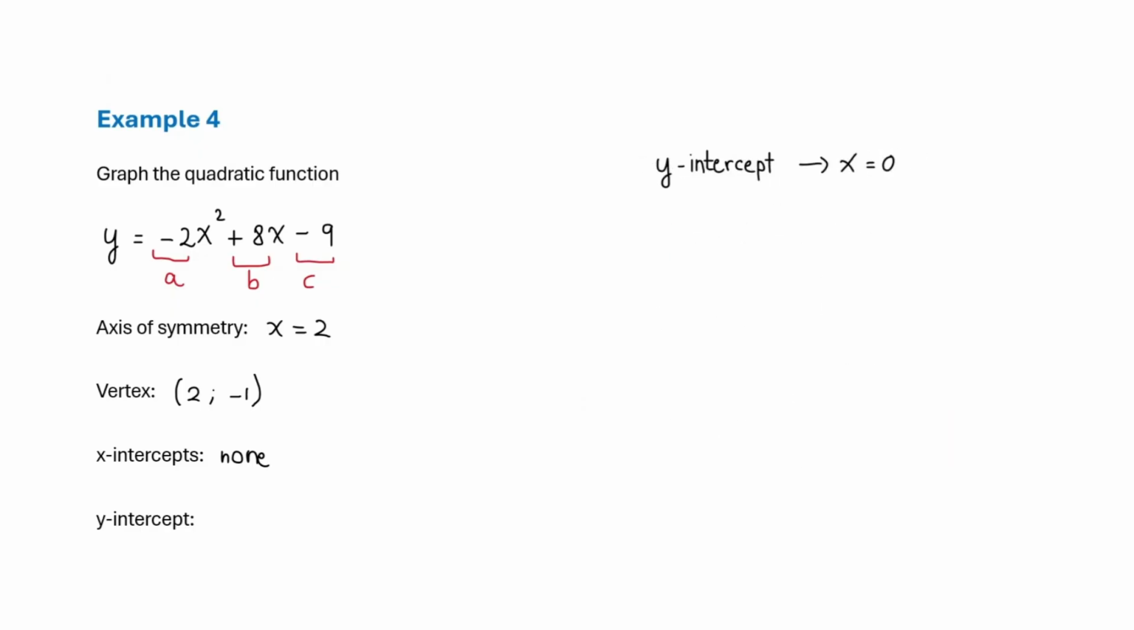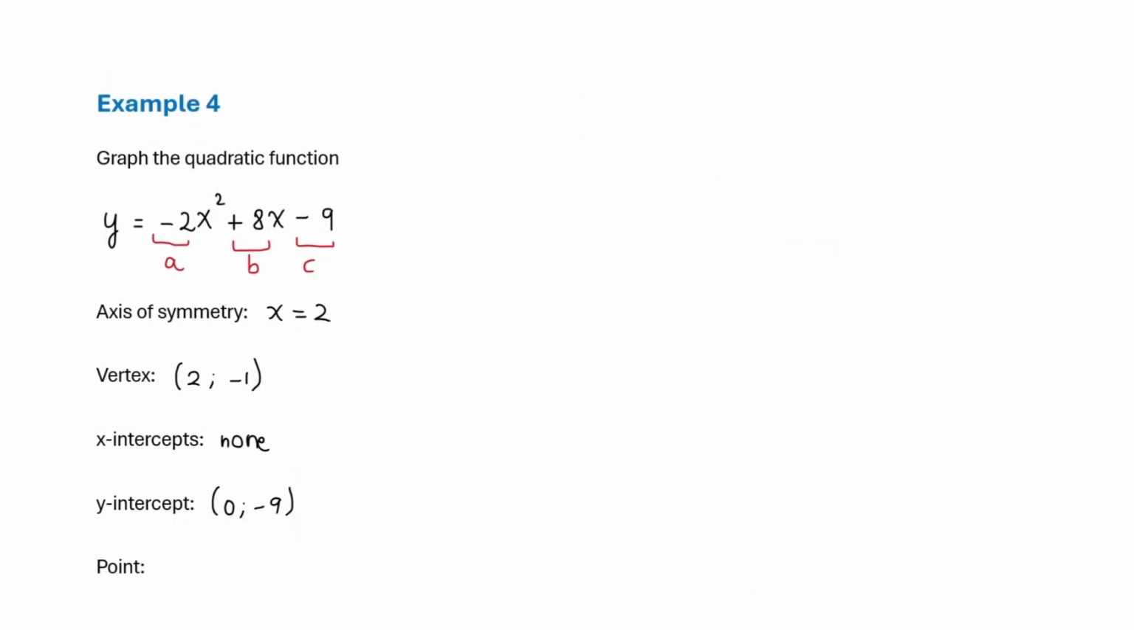For the y-intercept, x equals 0 leaves us with just c, which is negative 9. The y-intercept is therefore the point 0, negative 9. Since there are no x-intercepts, we need an additional point to draw the curve accurately. The axis of symmetry is x equals 2, so let's choose a nearby value and try x equals 1. Substituting x equals 1 gives us y equals negative 2 times 1 squared plus 8 times 1, minus 9. That is negative 2 plus 8 minus 9, which gives us y equals negative 3. This gives us the additional point 1, negative 3.